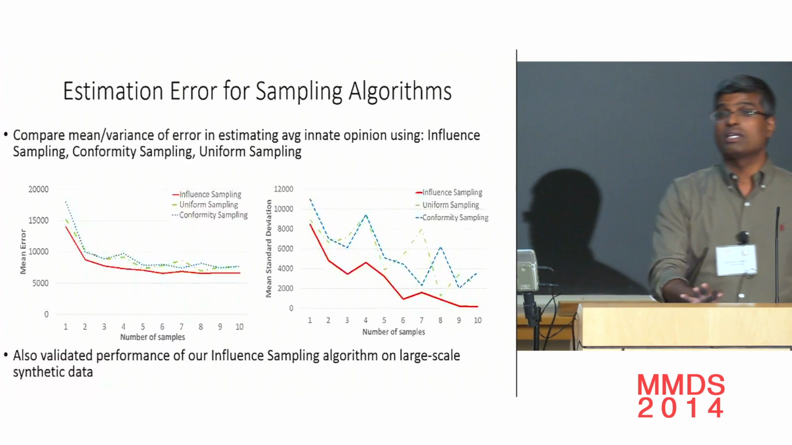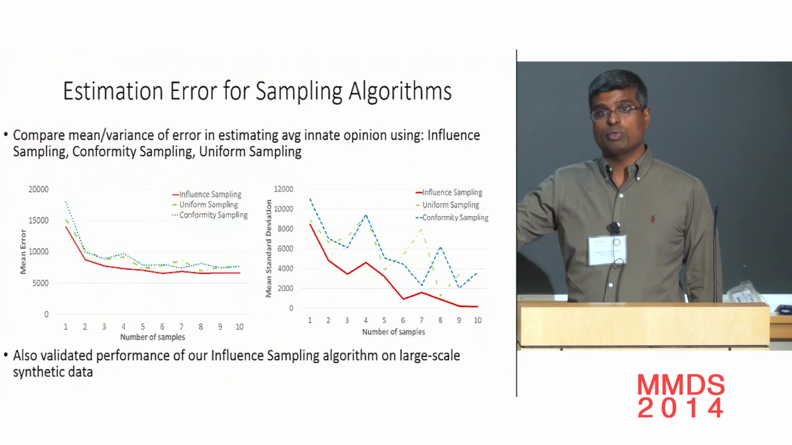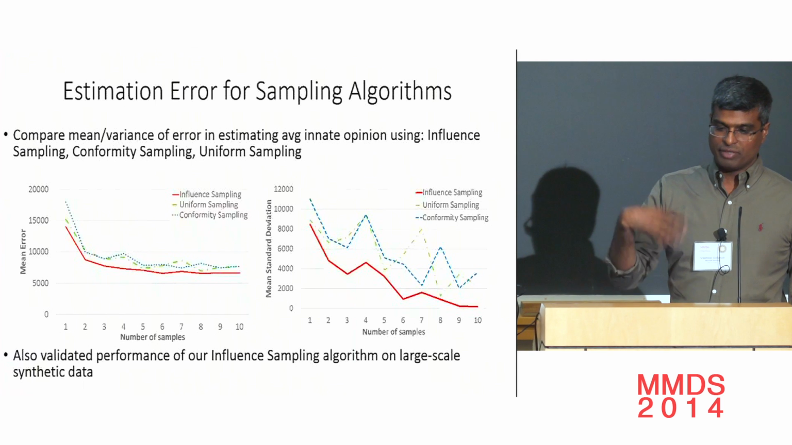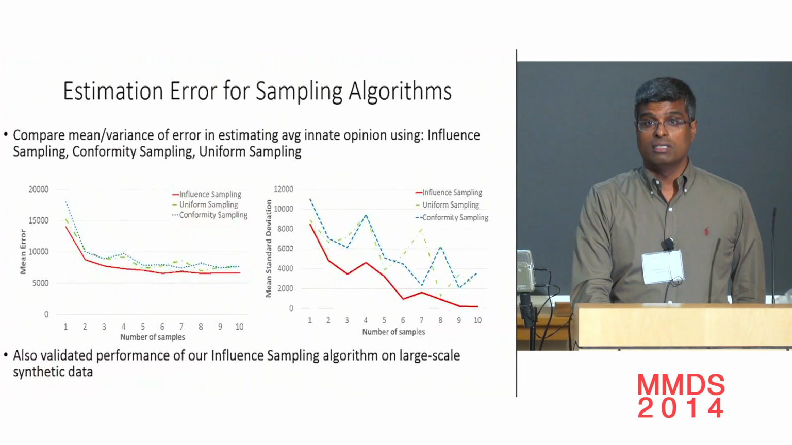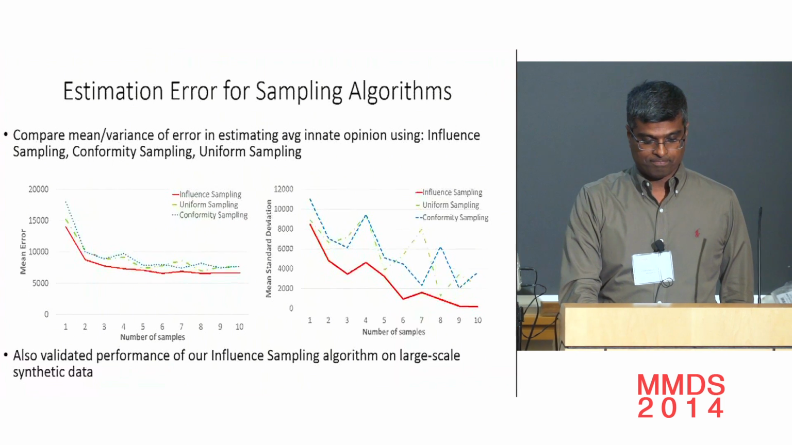Okay, and then we also ran this on some Twitter data as well as large-scale simulations, and we do observe a good improvement using the influence sampling.